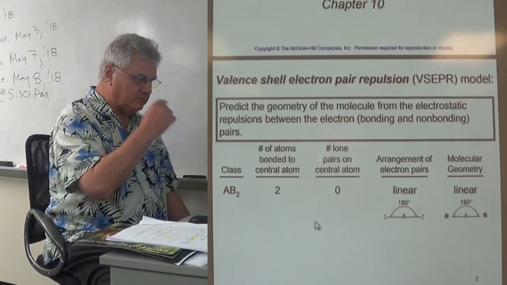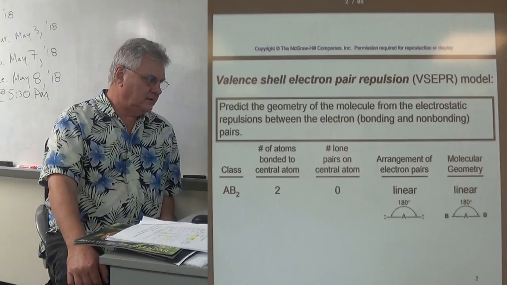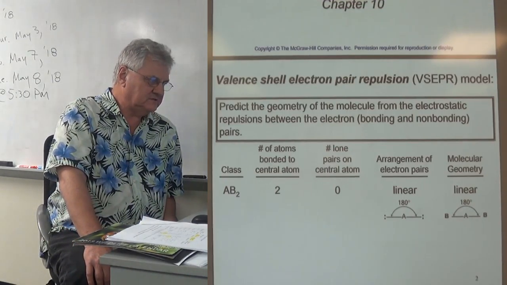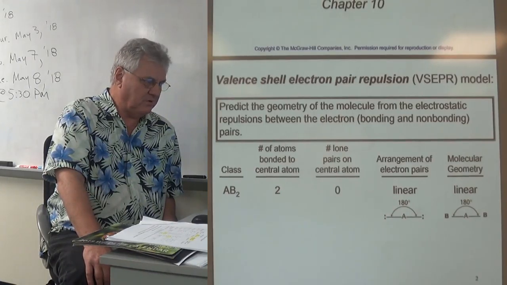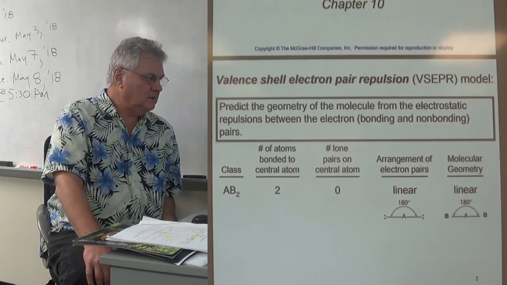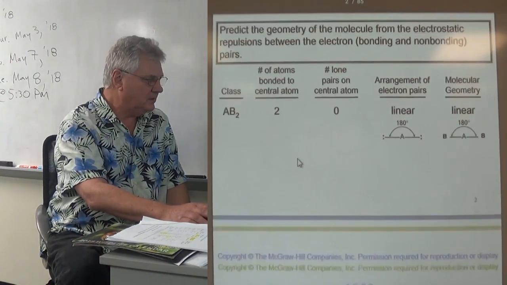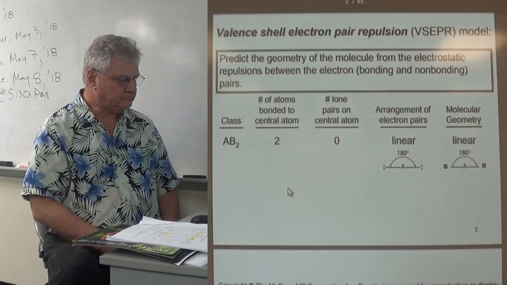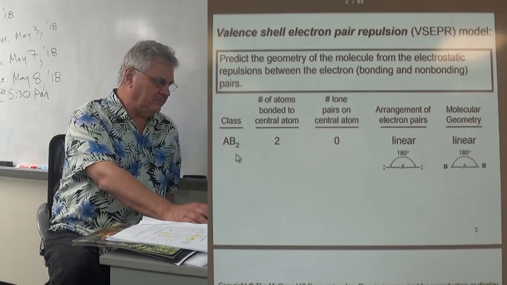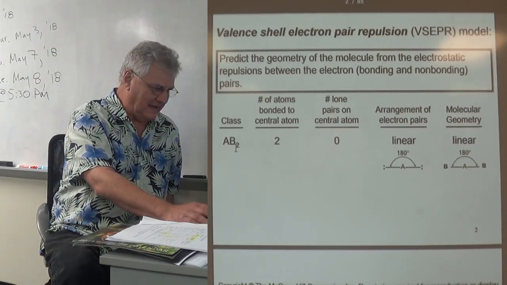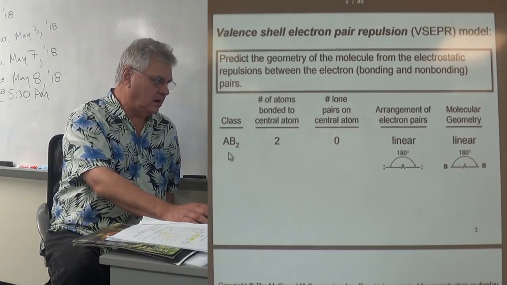All right, now we're going to start off then with valence shell electron pair repulsion theory. This predicts the geometry of a molecule from the electrostatic repulsions between the electrons, bonding and non-bonding pairs. And here it shows you in a generalized way the simplest scenario. That would be a molecule of the class AB2, where A is the central atom, and it's bonded to two Bs, and there are no non-bonded pairs.